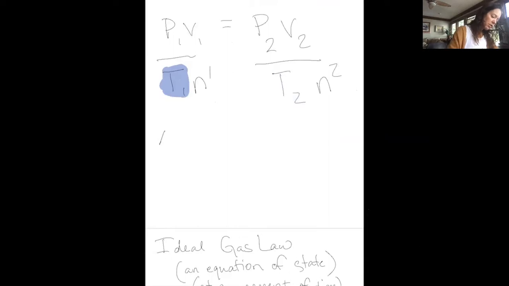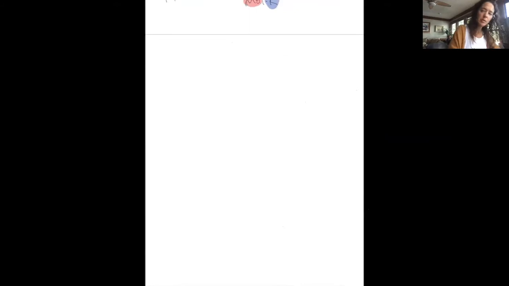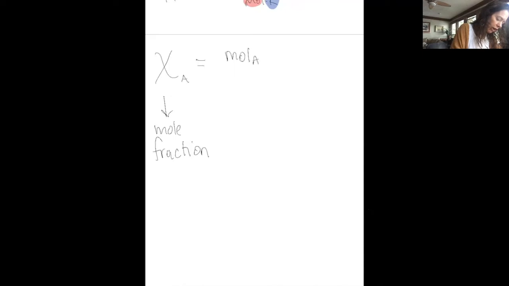Those are your gas laws. There is one more oh so important law. We need to look at mole fraction. I know you've seen it. This is where it's most important, in my opinion, is in the gas section. Mole fraction of A equals moles of A over moles total.